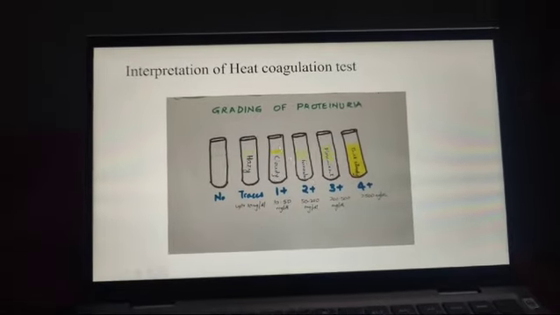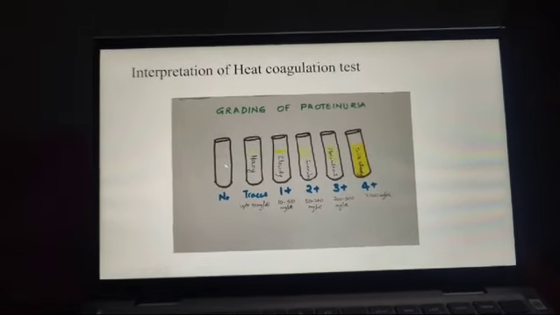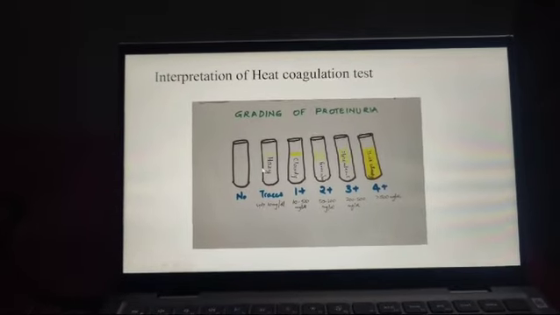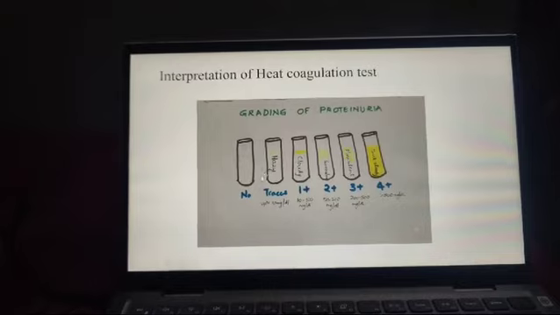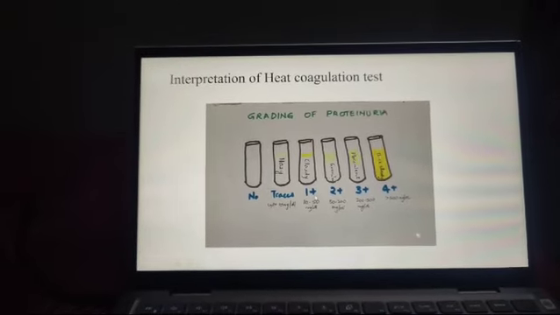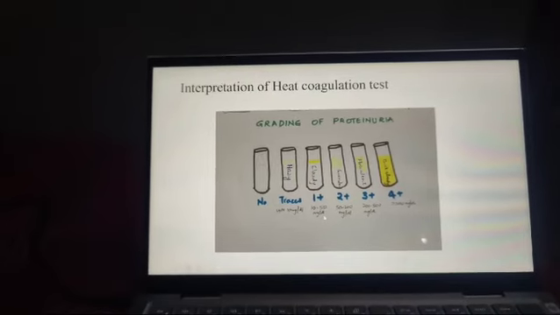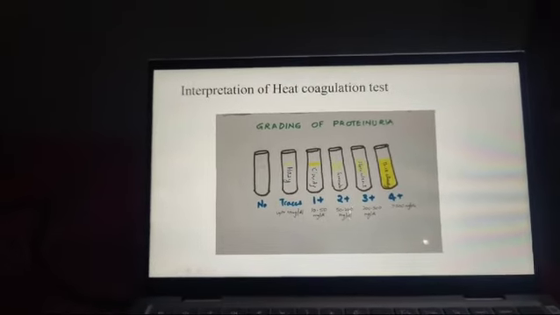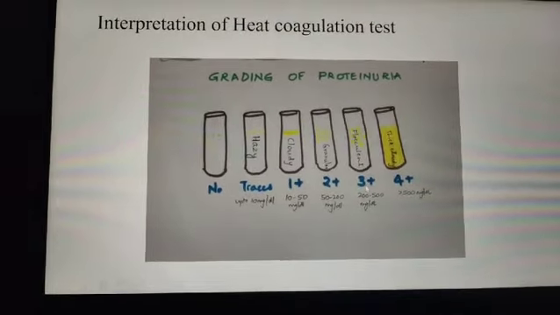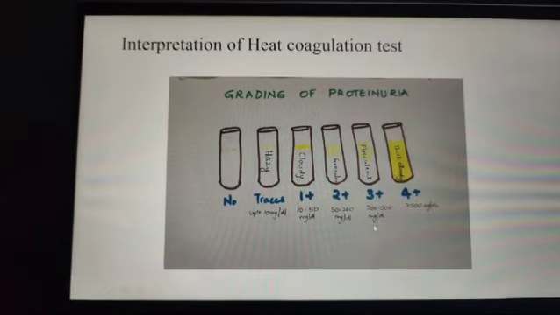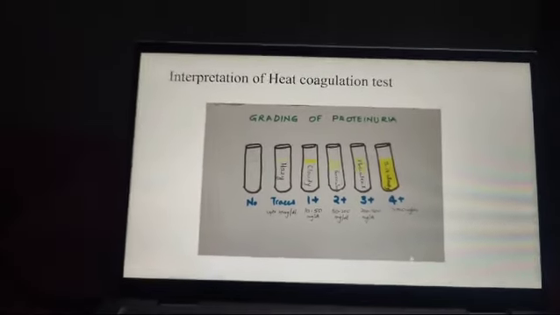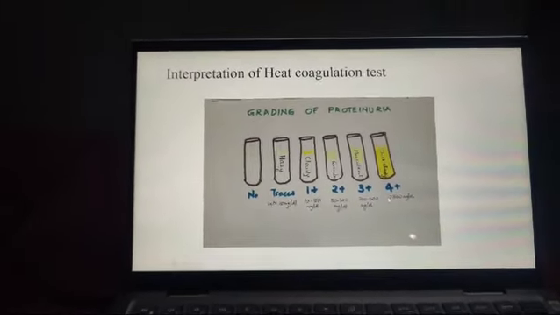We can grade it by the heat coagulation test. When there is no precipitate, absence of proteins. When there are traces, you have a hazy precipitate, when it is less than 10 milligram per deciliter. Cloudy, you grade it as 1 plus, 10 to 50 milligram per deciliter. Granular, 2 plus, 50 to 200 milligram per deciliter. Flocculent, it is 3 plus, where it is 200 to 500 milligram per deciliter. And thick cloudy, you grade it as 4 plus, where the protein will be more than 500 milligram per deciliter.